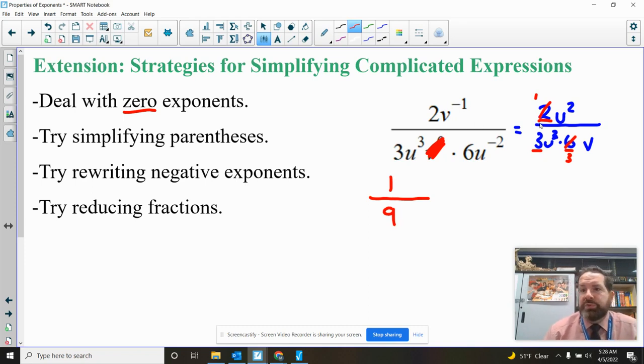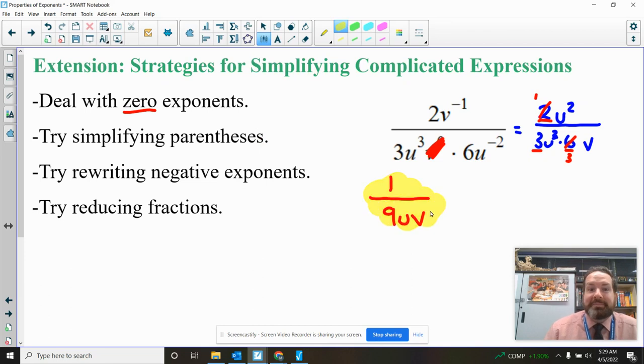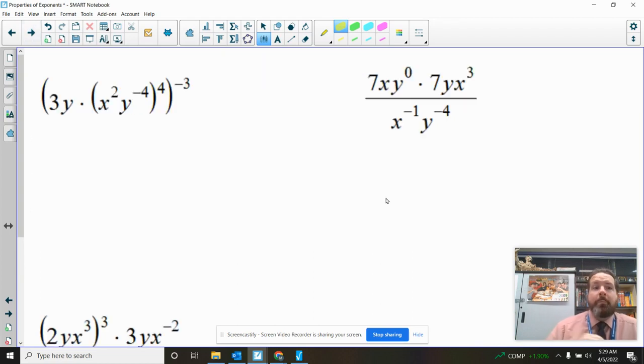Now let's look at u's and see, well, where do you have more u's? I've got more u's on the bottom. How many more u's? Well, exponent of 2, exponent of 3, that means there's 1 extra u on the bottom. There it is. And then the v, there aren't any other v's. So this is now all done. I hope you can see why we call it simplifying, because this original thing looked kind of messy. This looks less messy. Okay, let's do a couple more examples.